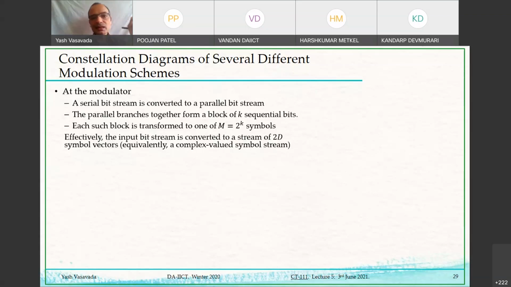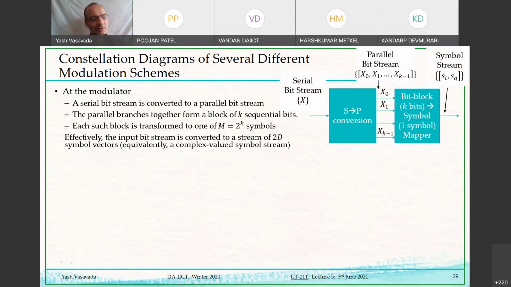So for BPSK, k is equal to 1. For QPSK, k is equal to 2. For the 8-ary PSK we just now saw, k is equal to 3. And the way to show that is, our incoming bit stream, we are doing a kind of serial to parallel conversion, meaning we take a block of k bits at a time, and those k bits become the input to our bit to symbol mapper.